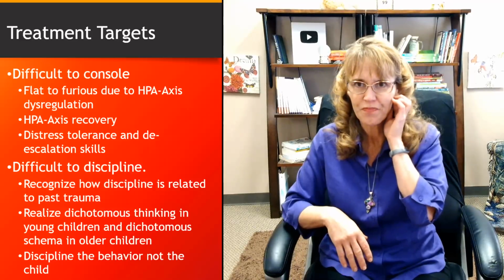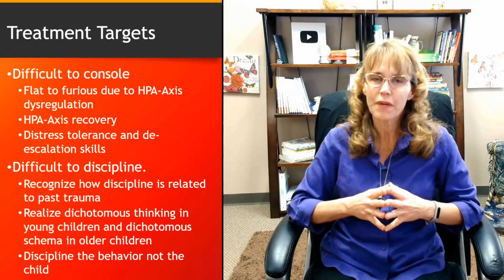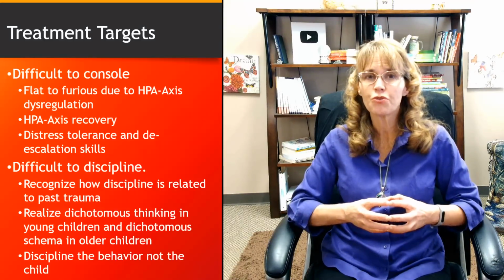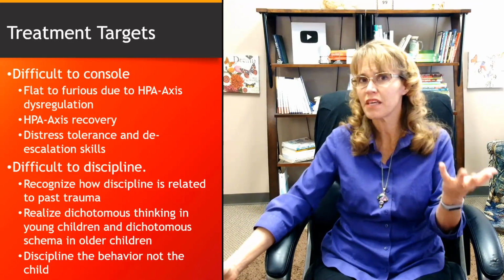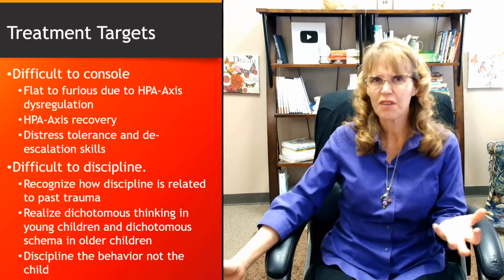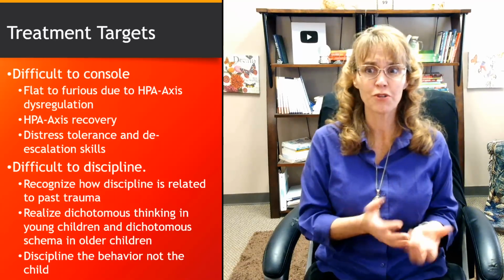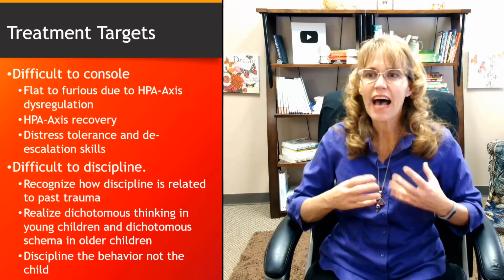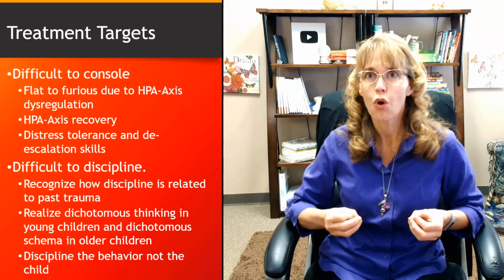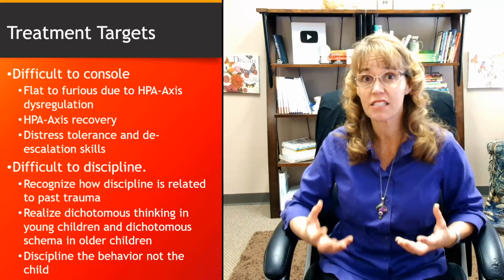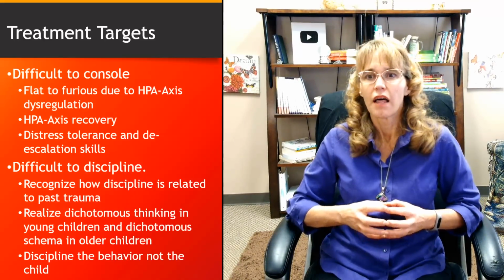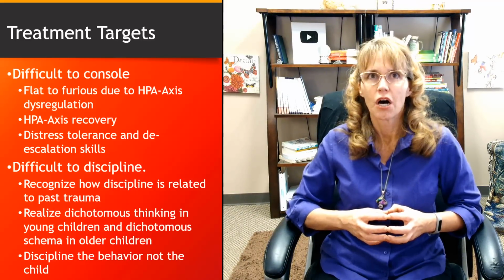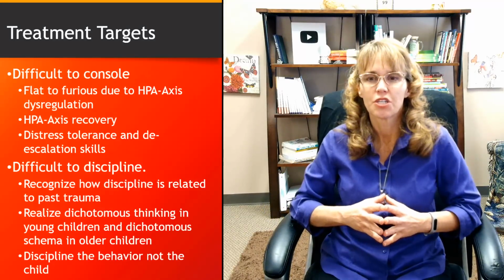Difficult to console. Most children who've experienced neglect are going to have a dysregulated HPA axis. They are going to go from what I call flat to furious. They're going to be kind of apathetic, blasé, not expressing a lot of positive emotion. But when they do get upset, they go from 0 to 250 like that. And that is that HPA axis responding with a tsunami of stress hormones.